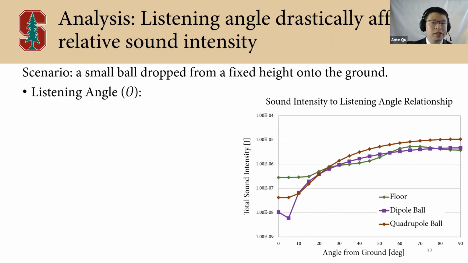Another relevant parameter is the listening angle. Notice that sound is louder when the listener is overhead. So in this plot, the angle is on the x-axis and the sound intensity is on the y-axis. When we get to a lower listening angle closer to the ground, the sound drops in intensity. However, the ball sound drops more drastically than the floor sound. And this is about a 10 to 20 decibel difference at 5 degrees. The dipole is an approximation for when the ground gives no reflection, and the quadrupole is when the ground gives a full reflection.